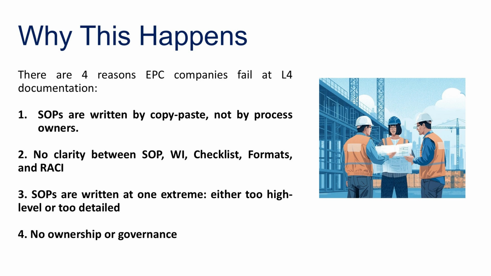And reason 2 is no clarity between SOP, work instruction, checklist, format and RACI. Everything is mixed up. A 20-step checklist is inserted inside an SOP. A RACI is written inside a paragraph. A work instruction is written like a theory chapter. Engineers get confused because documents are confused.